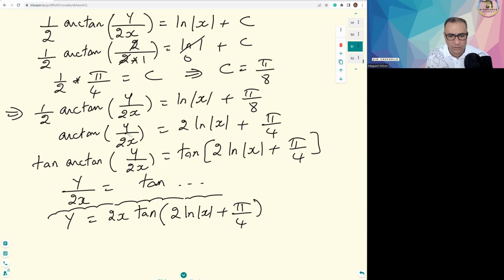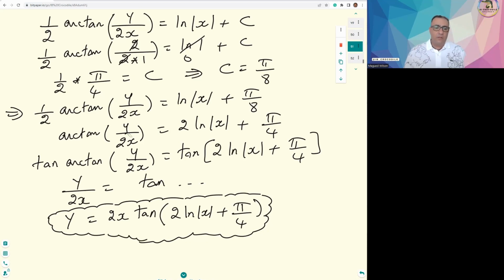We started with recognizing it is a homogeneous differential equation, and then we used the substitution y on x is v, and then we converted it into a separable differential equation, and then you used your integration skills to finish up the question.